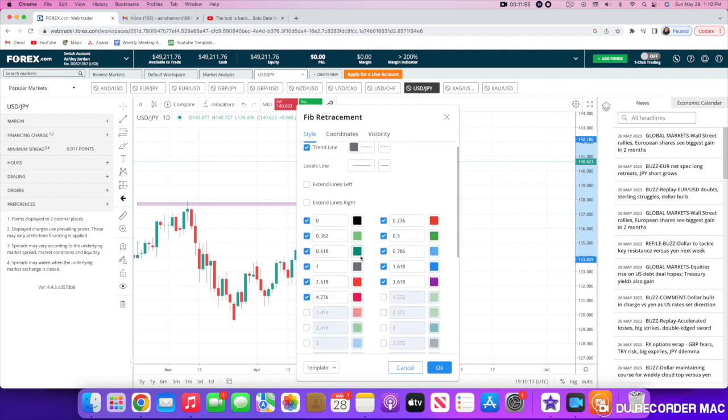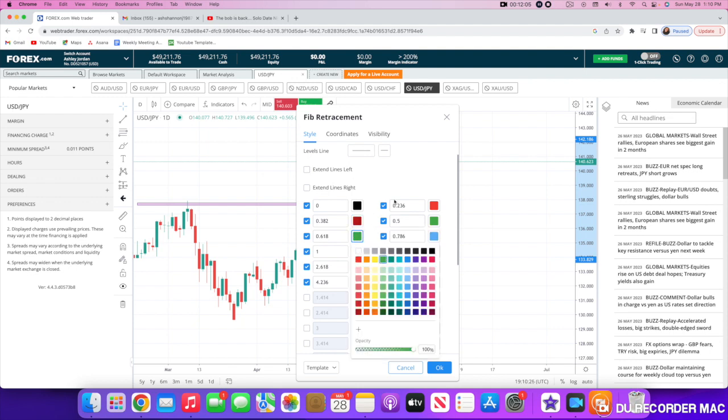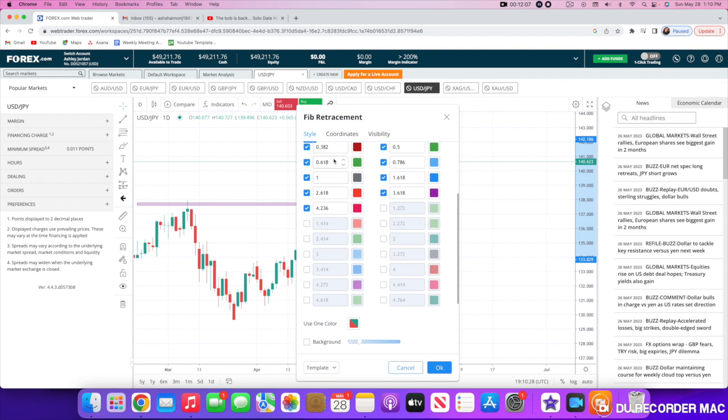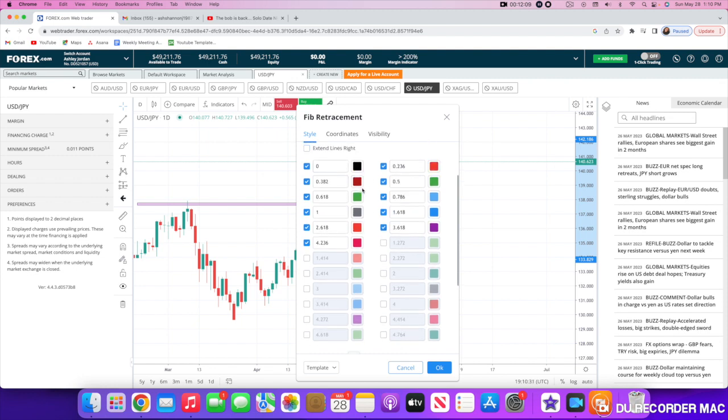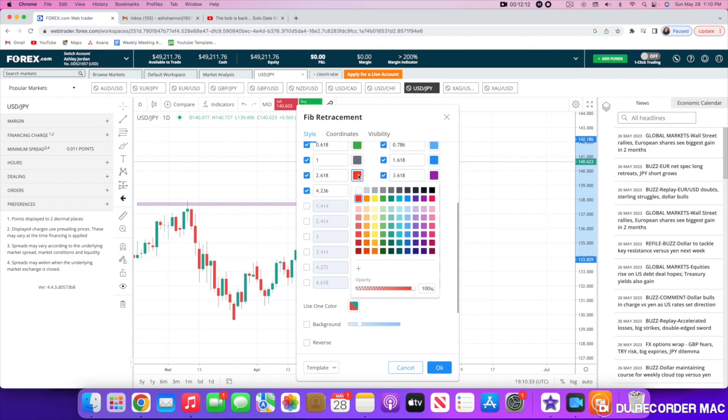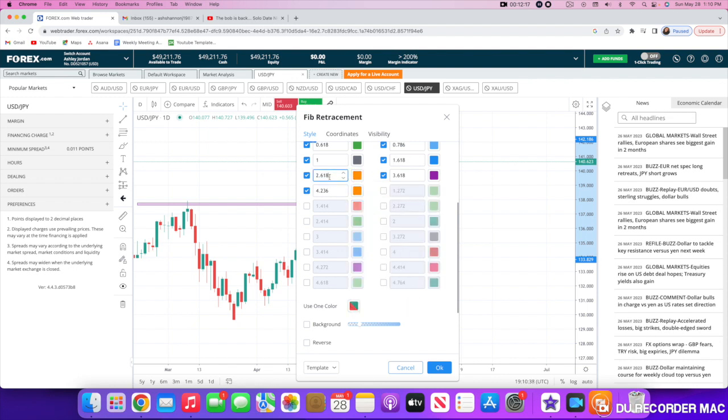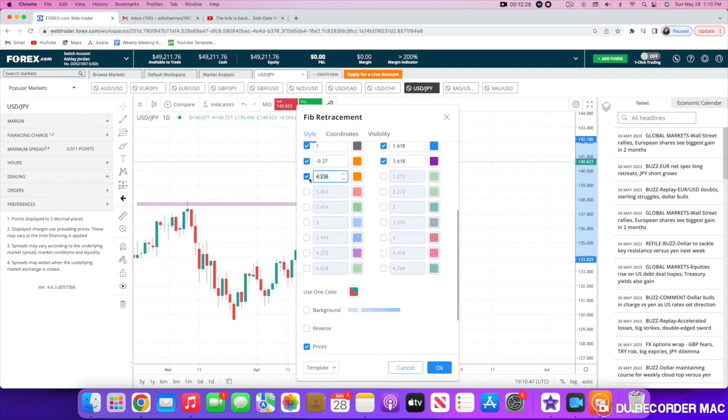And the coordinates up top, or the style rather, let's go red here, like a dark red. Let's do like a bright green here. The numbers stay the same on the first four. These are going to be your golden zones. And you're going to want to change this to 0.27. And then change this guy to 0.618.